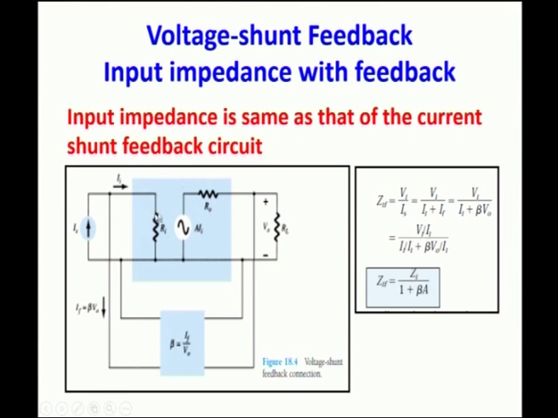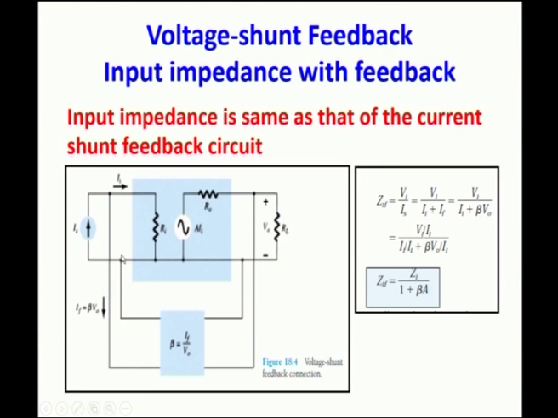When you see the feedback network, from the type of the feedback network itself you can say whether the input impedance is reduced or increased. It is a voltage shunt feedback, so you have a shunt connection to the input side. If you have a shunt connection at the input side or at the output side, the resistance value will be reduced. Here it is connected in shunt to the input current source, so the overall input impedance will be reduced.